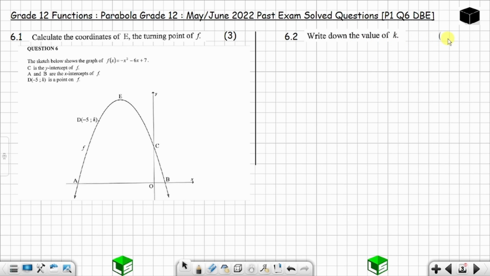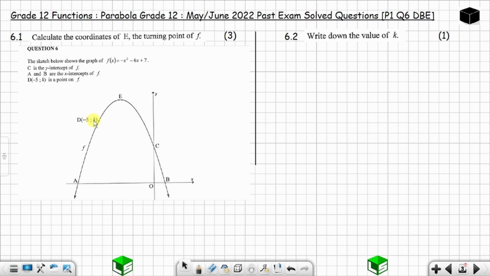This question is 1 mark. You need to write down the value of k. You can see k is the y coordinate of the point D, and you can see the point D is on the graph of f. You can see this is the graph of f, right? And you have the point D on the graph of f. So k is the y coordinate of the point D.